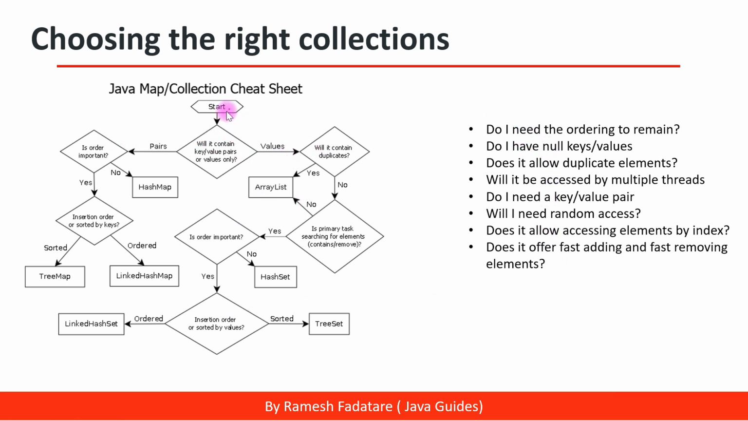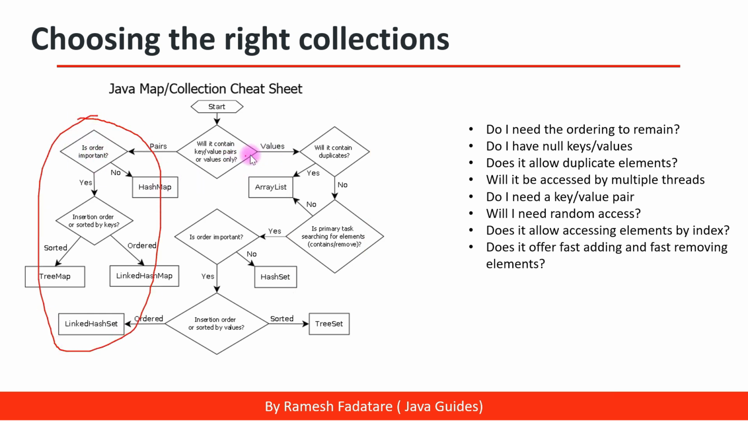Guys, this cheat sheet is very important. I found this flowchart very important. Let's quickly take a look at it. The question here is, will it contain key value pairs or values only? If you have a requirement to have only values in your collection, then go for this section. And if your requirement is a collection with key value pairs, then go for this one.